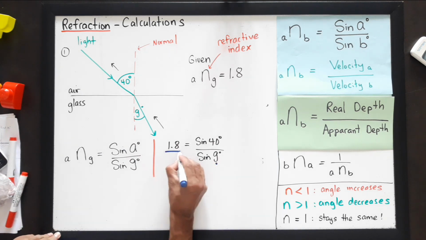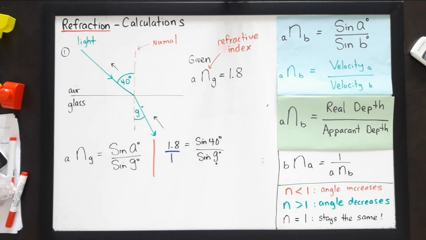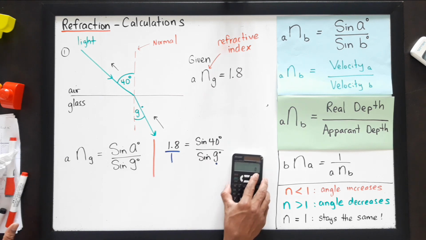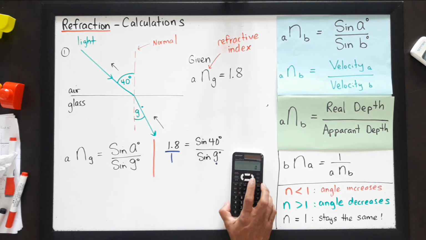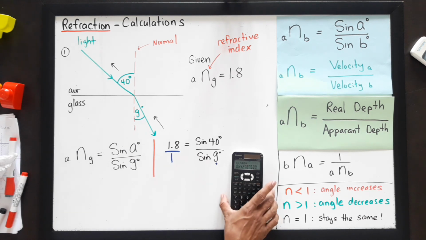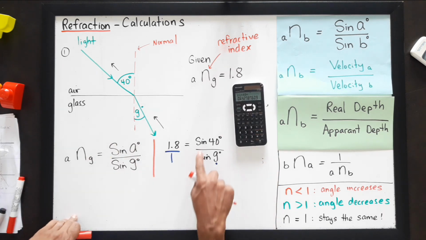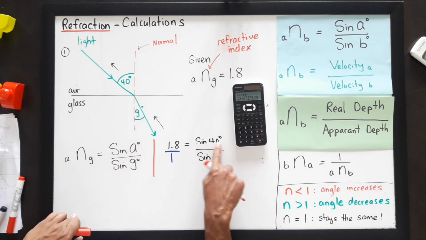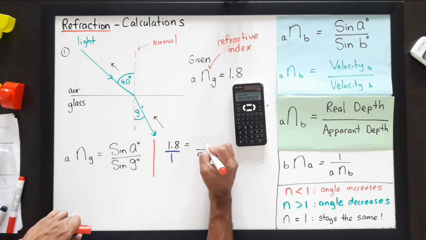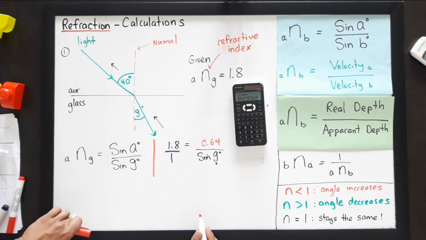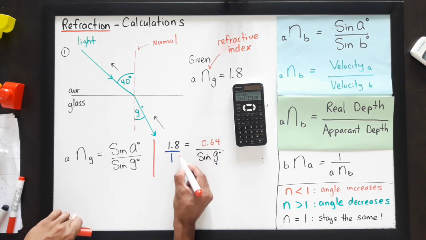So 1.8 is the same thing as 1.8 on 1. Let's find the value of sine 40 on our calculator and round it off to 2 decimal places. It's regular sine, so you're just pressing sine 40 equal, and you will get 0.64. So that means sine 40, the whole thing, I can erase it and put 0.64. So let's cross multiply now, folks. Doesn't matter if we do this one first or this one first. Let's do this one first.